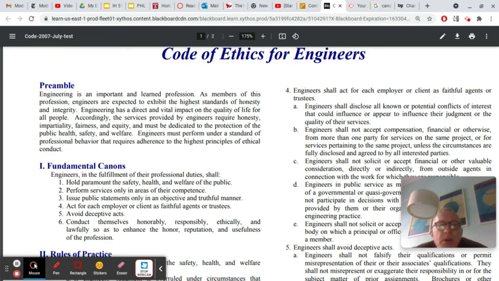Engineering is an important and learned profession. As members of this profession, engineers are expected to exhibit the highest standards of honesty and integrity. Engineering has a direct and vital impact on the quality of life for all people. Accordingly, and that's what we're focusing on, obviously, the services provided by engineers require honesty, impartiality, fairness, equity, et cetera, et cetera.